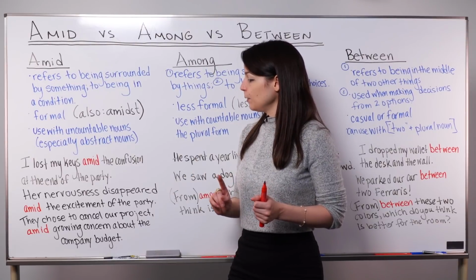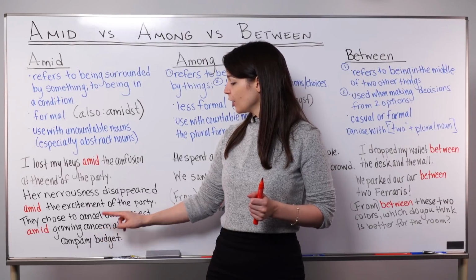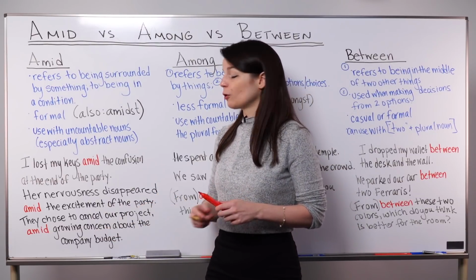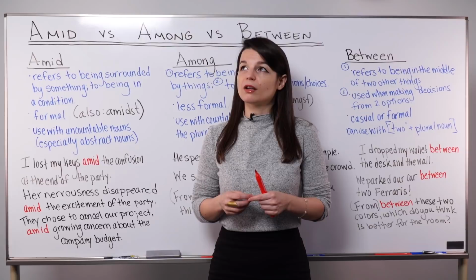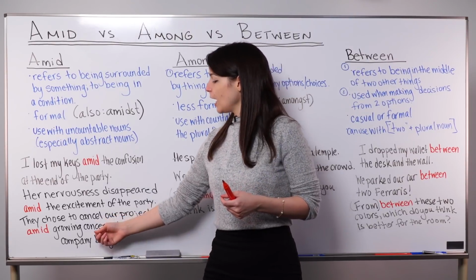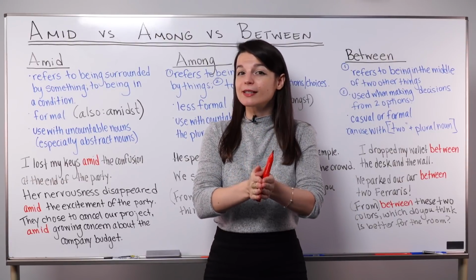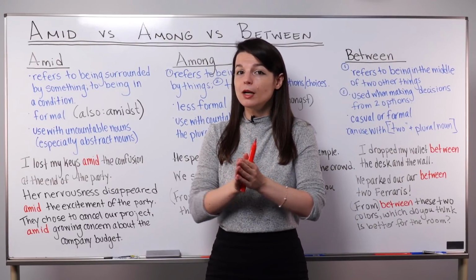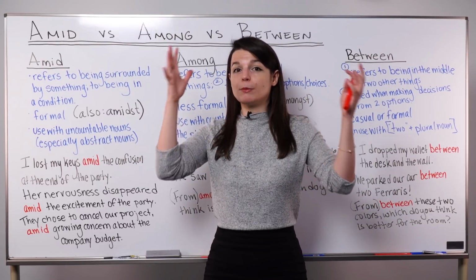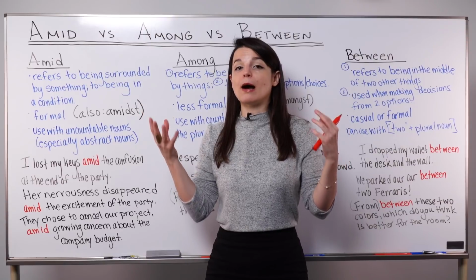Okay, one more example. They chose to cancel our project amid growing concern about the company budget. Here, my noun is concern, growing concern. So we can use concern as both a singular and as a plural form. But here, I'm using concern as an abstract idea. So that doesn't mean a specific person's concern or a specific person's problem, but I'm talking non-specifically about everybody's, the whole company's worry about a situation.